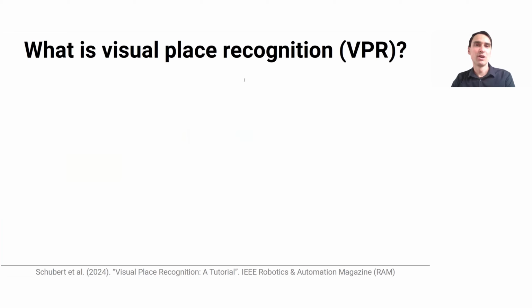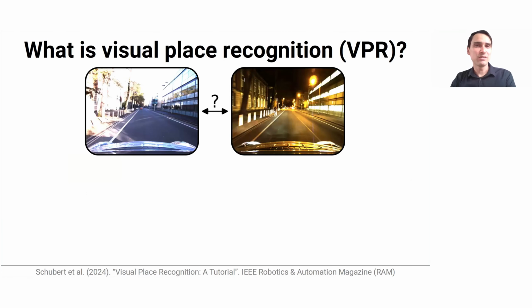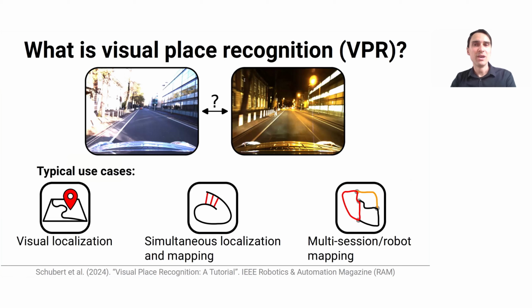For all newcomers to the field, let's start with a brief definition of visual place recognition. In a nutshell, visual place recognition, or VPR for short, is the ability to recognize known or previously seen places in the world based solely on images, potentially despite severe appearance changes or large viewpoint changes. Typical use cases are visual localization, loop closure detection for simultaneous localization and mapping, and the identification of shared places for multi-session or multi-robot mapping.